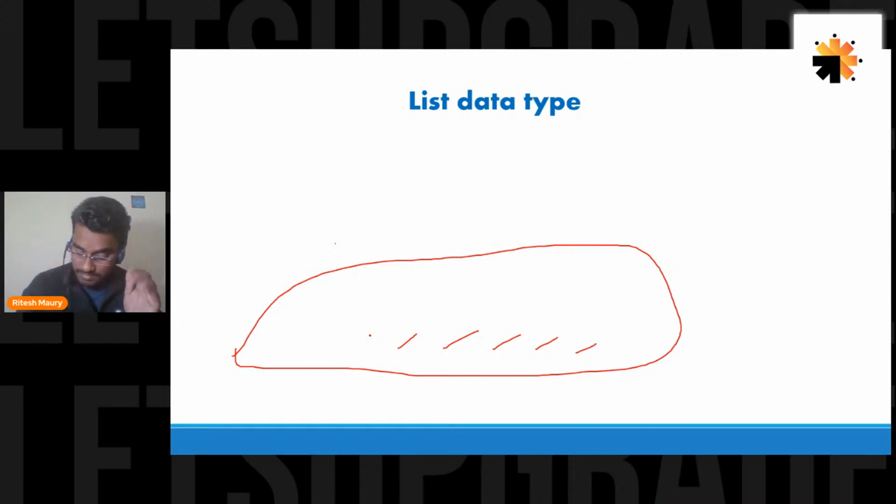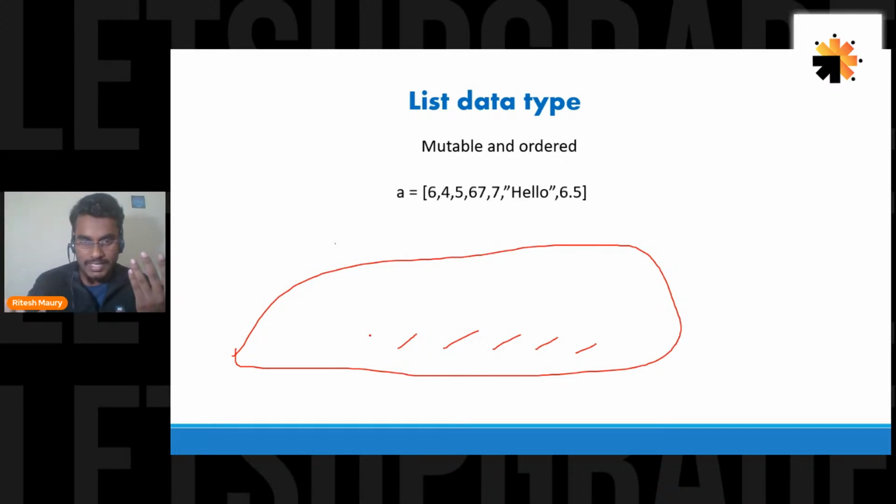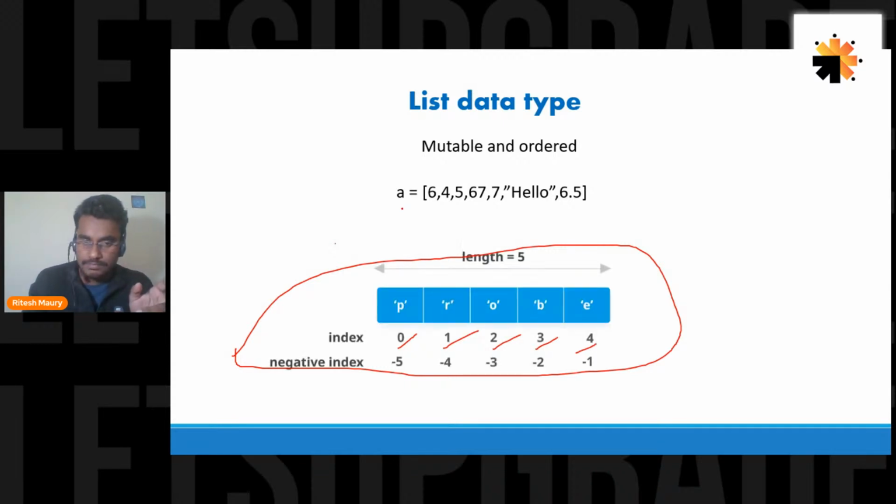So just listen carefully. List is mutable and ordered. We know that ordered means the index is there. We have already discussed that a list can be defined in square brackets, and the index starts with zero and ends with the last number, like here 0 1 2 3 4, and negative indexing starts with -1, -2, -3 and -4, this way.